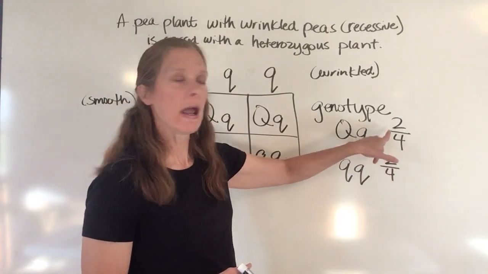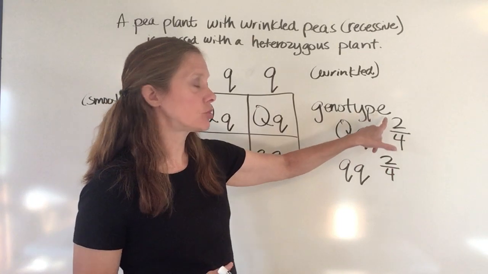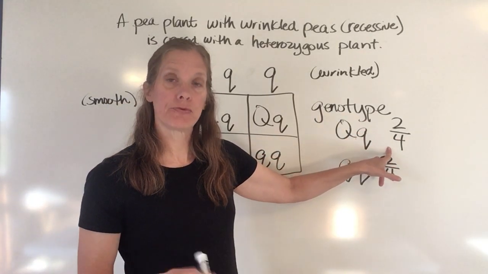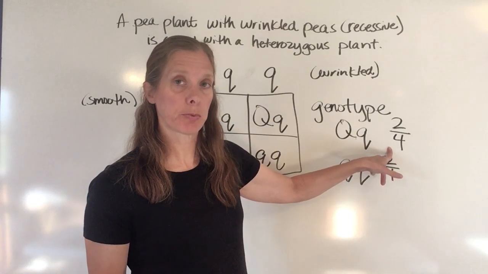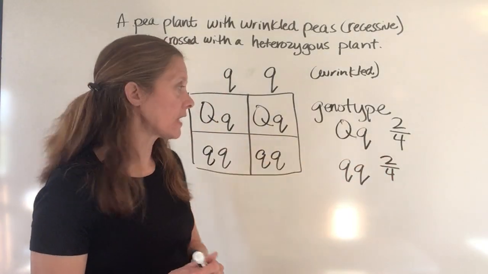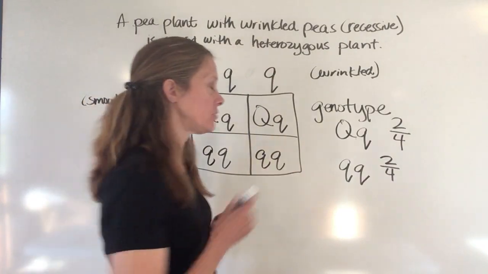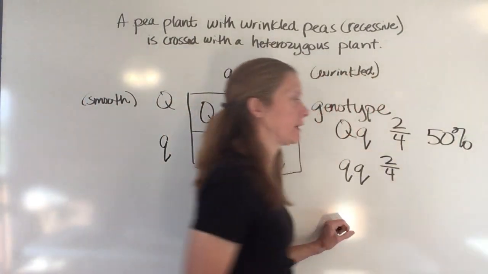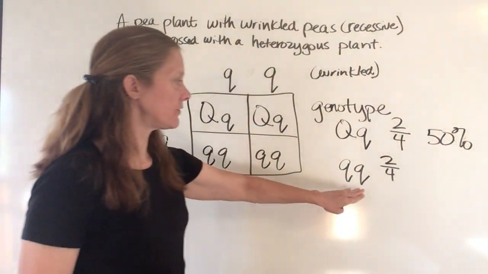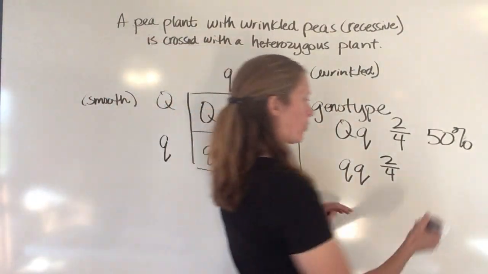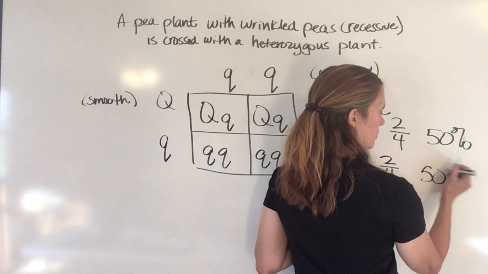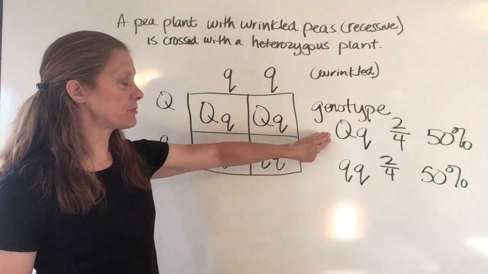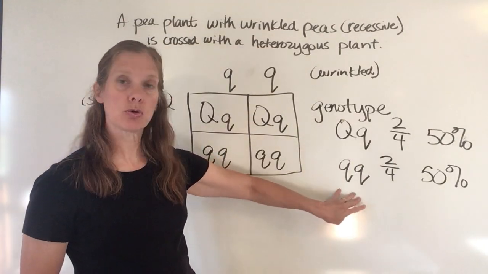2 out of 4, if you're going to calculate this, you would take 2 and divide it by 4, and then if you're going to turn it into a percentage, you have to multiply it by 100. So 2 divided by 4 times 100 gives me a percentage of 50%, which is half. And this is also going to be 2 out of 4, or 1/2, which is also 50%. So those are my genotypes. The genotypes are going to be big Q little q, and then 2 little q's.